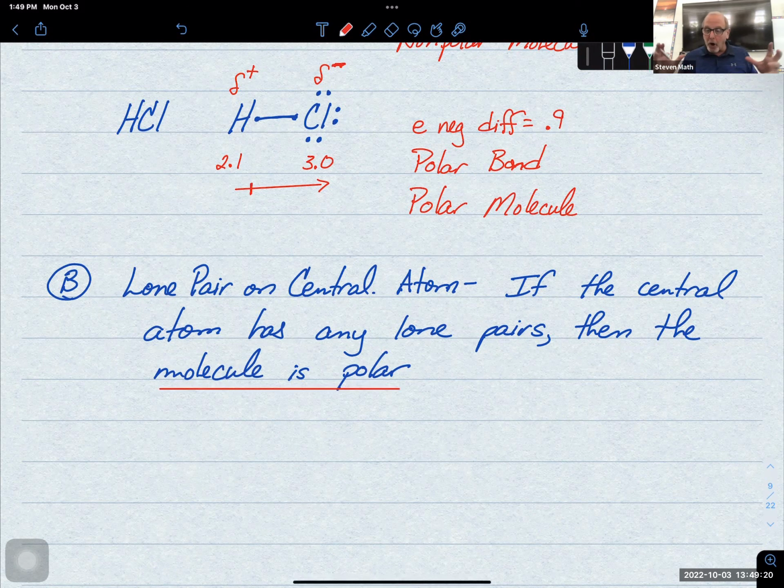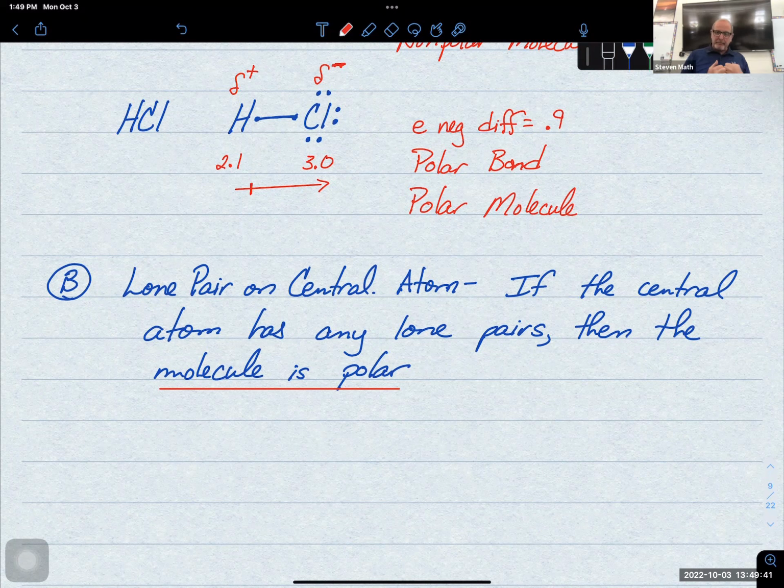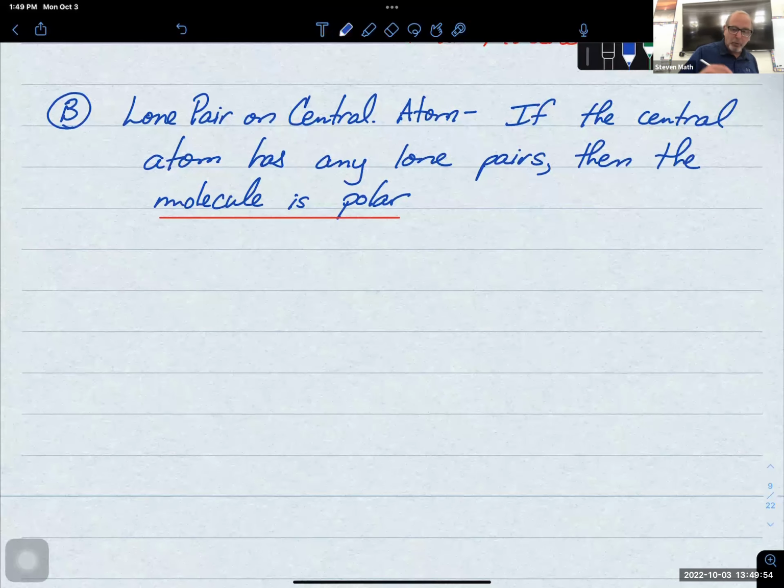Those lone pairs are going to automatically create a side of that molecule that's going to be negative. What we mean by polar is there is a separation of positive and negative sides of the molecule. So if there are lone pairs, that's like saying, hey, there's pure negative electrons right here on the central. That's going to make the middle of it negative, and that means everything else on the outside is probably going to be more positive. That's a polar molecule. So let's look at an example where this happens. The most basic is one that I've already alluded to in this video, and that's H2O.